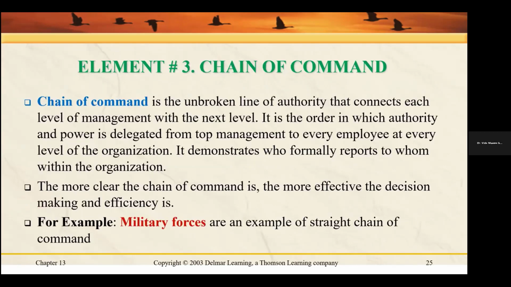So what is chain of command? When you see the organizational structure, we have the broken lines and unbroken lines. The unbroken line is the line of authority that connects each level of management with the next level. So we report to one person. It is the order in which authority and power is delegated from top management to every employee at every level of the organization. So from top to down, that's chain of command.